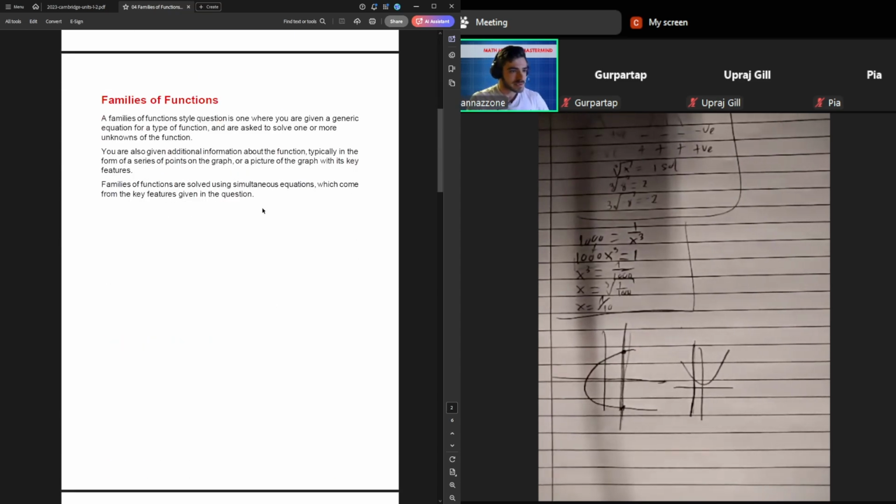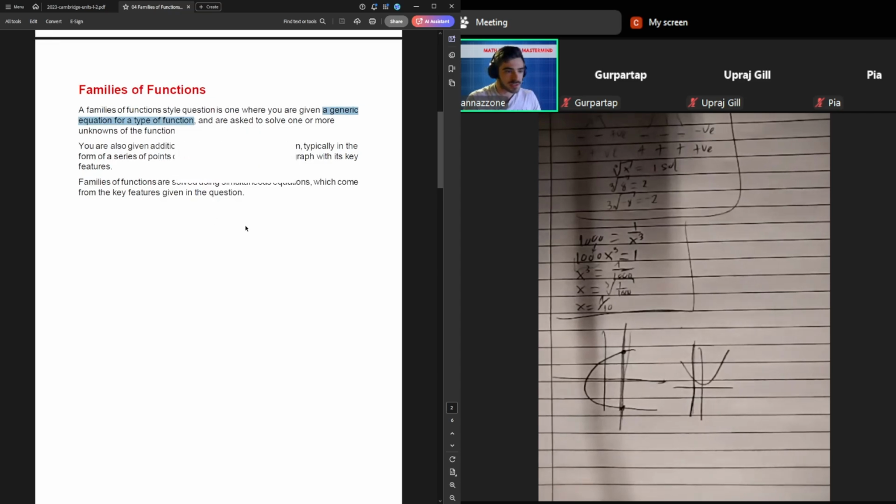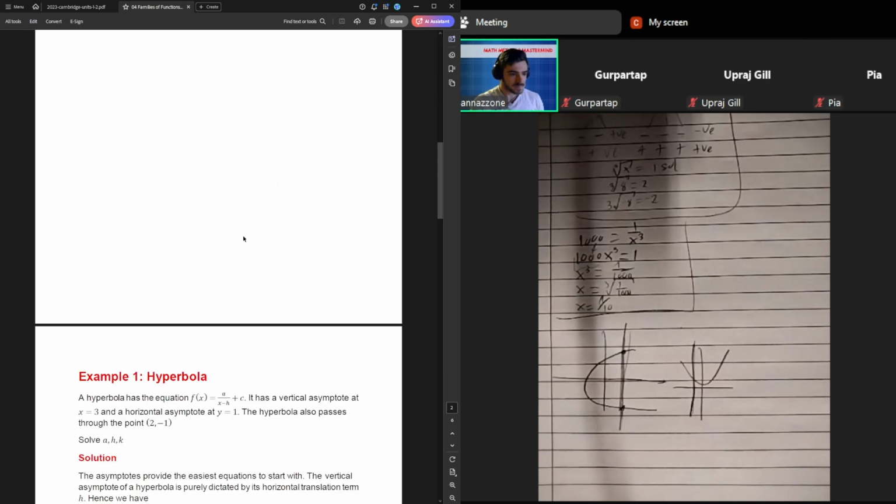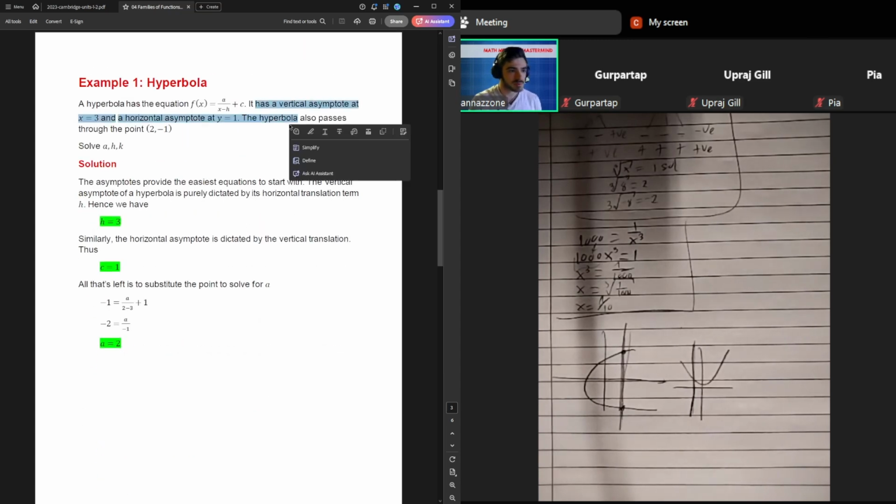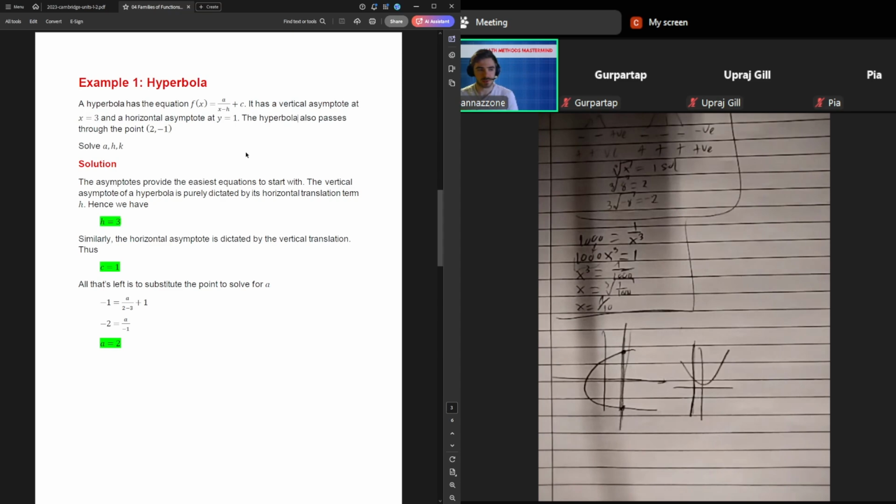What that means is you're simply given a generic equation for whatever type of function is being asked about, and you have to solve one or more unknowns for that function. Now, the way you do that is with whatever key information is given for that question.